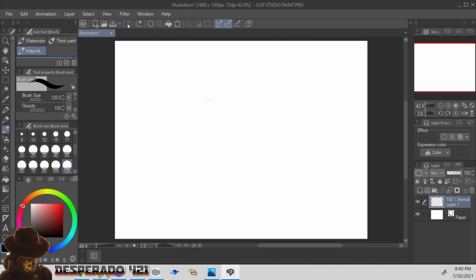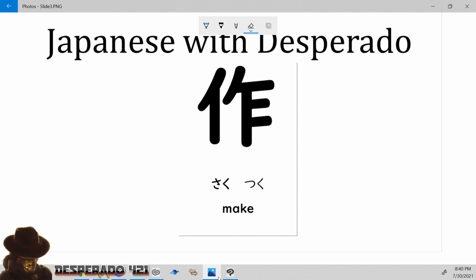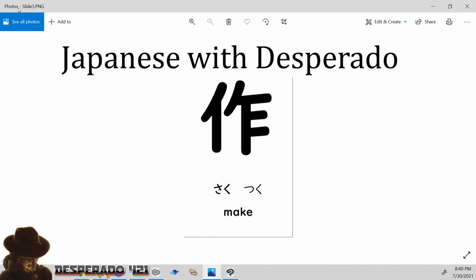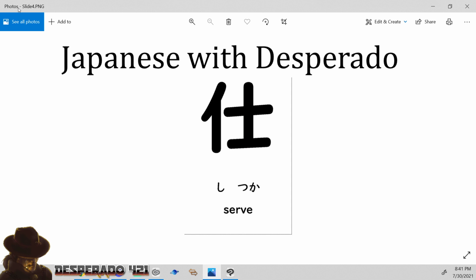All right, so our next character on this page is tsukau. Tsukau is like to serve. Yeah, I think to serve is what it is. That's where the serve comes in.